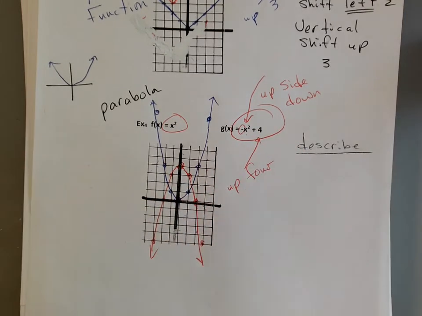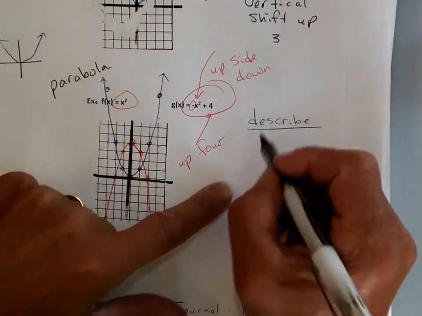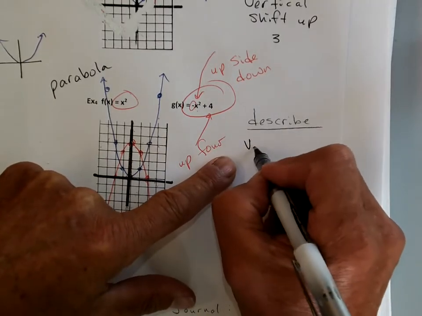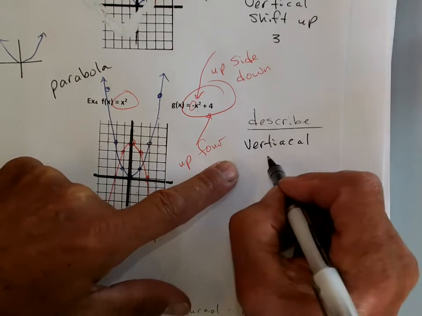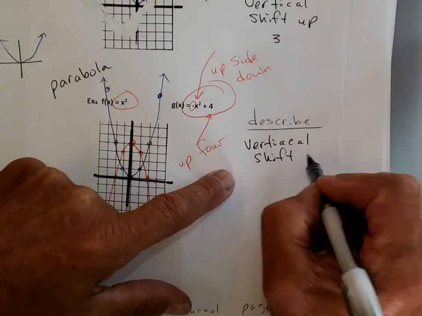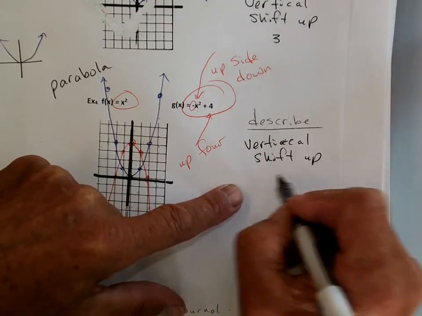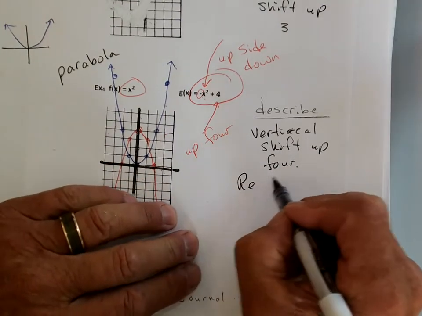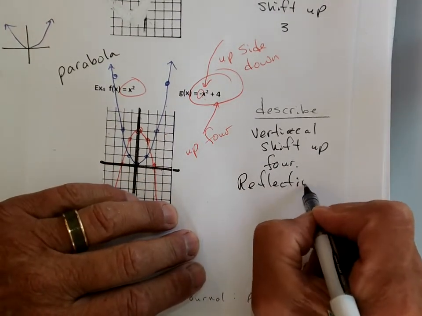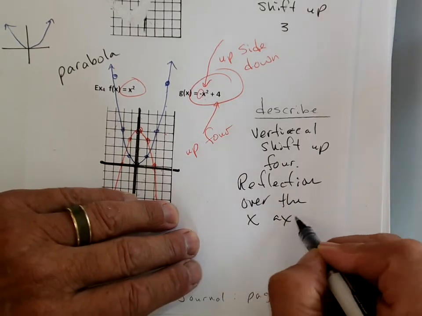Okay. So description. Let's use mathematical words. Here's what we did. We did a vertical shift up 4, and then we did a reflection over the x-axis. Okay?